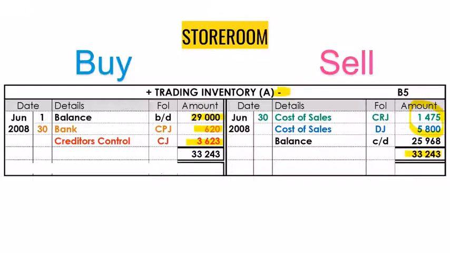And then you have to bring it down on the 1st of July, again on the plus side. So you will write July, or the next month, the first, balance brought down, because this is now the balance that you brought down from June, and this value must be the same as the balance CD value.